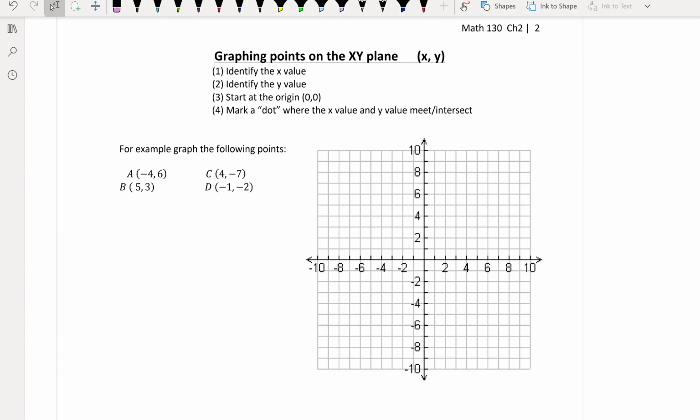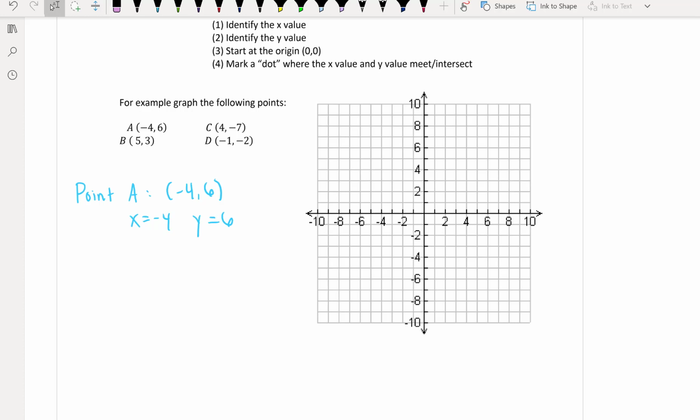So now for the next part, we are going to be graphing points on the xy plane. Let's go ahead and follow steps 1, 2, 3, 4 for each point that I have here. So for my point A, I have (-4, 6). This is saying that my x value is -4 and my y value is +6. So if I go to where x is equal to -4, so that's here, and my y value is here at +6, well, the point where they intersect is here. So that would be my point A.